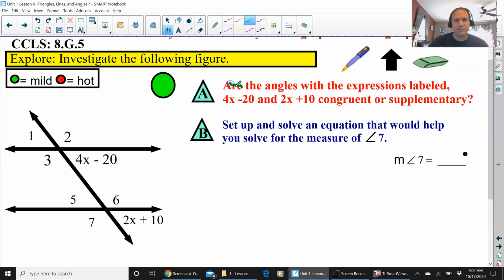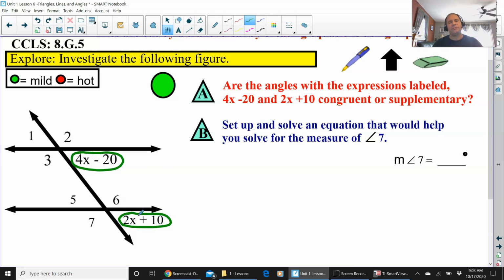It says the first question, are the angles of the expressions labeled 4x minus 20 and 2x plus 10 congruent or supplementary? So every single time you have to decide whether or not you feel these expressions are inside of angles or represent angles that are equal to each other, exactly the same, or are they different? And that means they're supplementary in this case. So let's circle what we have. We have 4x minus 20, and we have 2x plus 10.